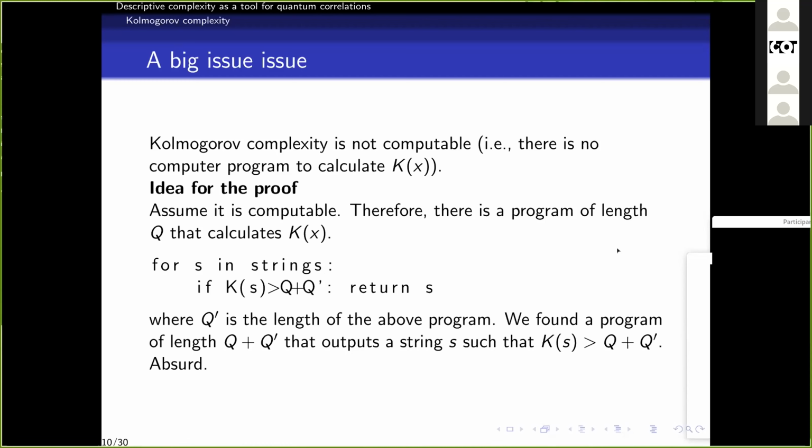But then the complexity of the string is larger than Q plus Q prime, but by definition of Kolmogorov complexity, it cannot be larger than the length of a program generating it, because the definition of the Kolmogorov complexity is the length of the shortest program. So this is absurd. So there is no program to calculate the Kolmogorov complexity of a string.